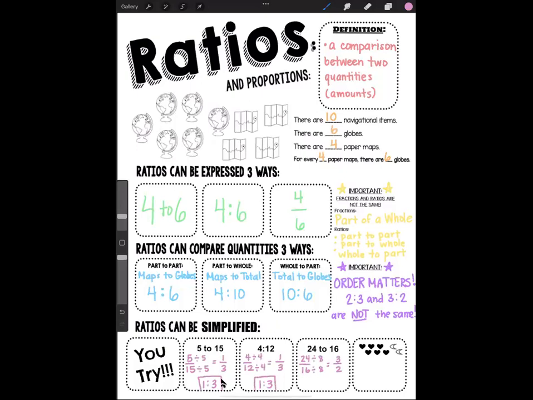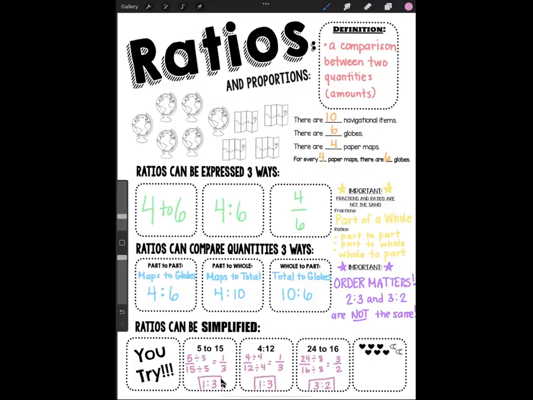A lot of people get to this point and they go, oh, it's improper. If these were fractions, then yes, that would be improper. But there's no such thing as an improper ratio. So this is how you keep it. 3 to 2. Again, you don't want to mess with it because you might mess up the order.